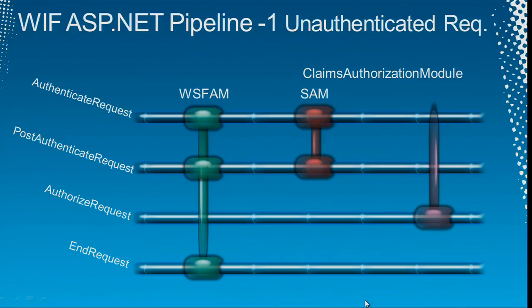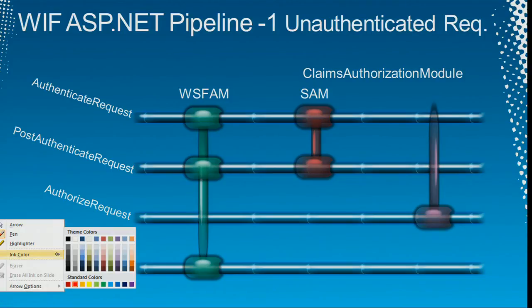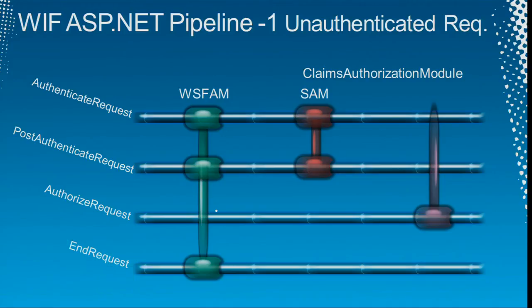So let's see what happens when we receive an unauthenticated request. And let's change color again. Actually, here there is another module that we have to add, which is the URL authorization module. I didn't add it because that's ASP.NET, that's not WIF. Those classes are WIF.